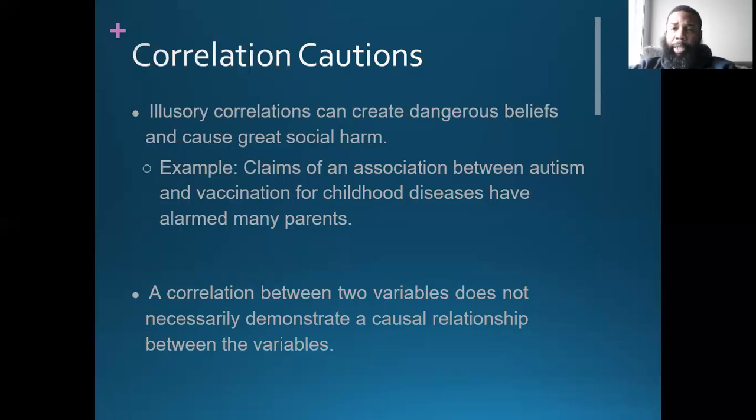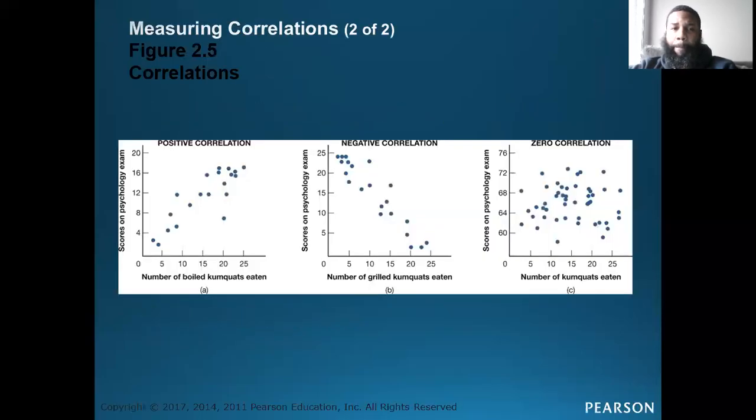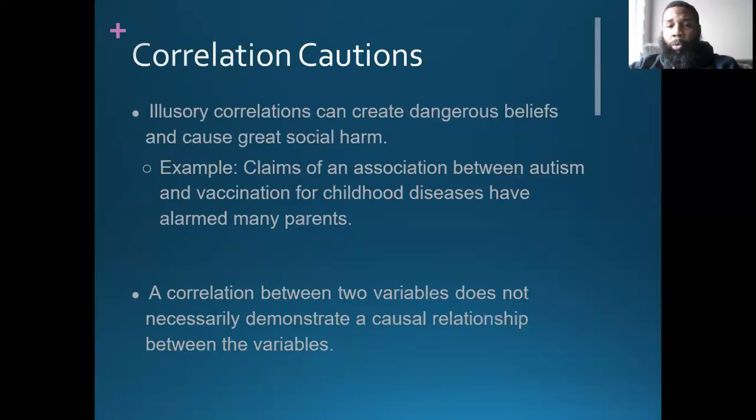Second thing is, look, this might sound confusing, but stay with me here. Just because these two variables might be related, right? So just because kumquats eaten is related to the score that you receive on a psych exam, it doesn't mean that the relationship is causal. It just really means that they are associated together, right? A causal relationship means that one variable caused the other variable, right?